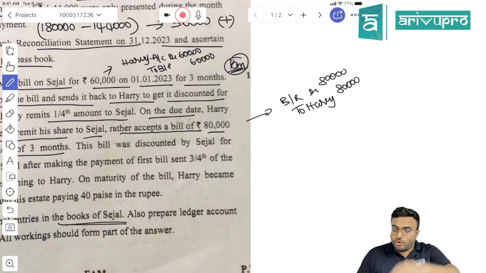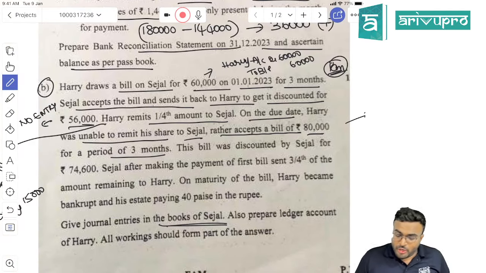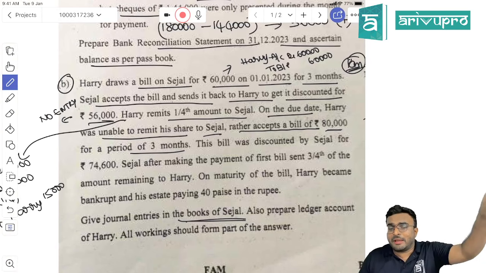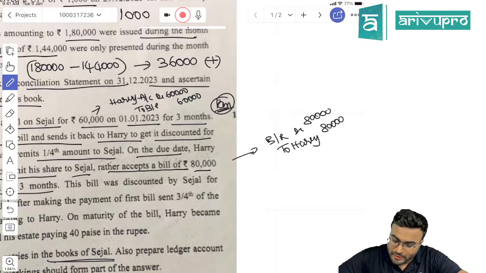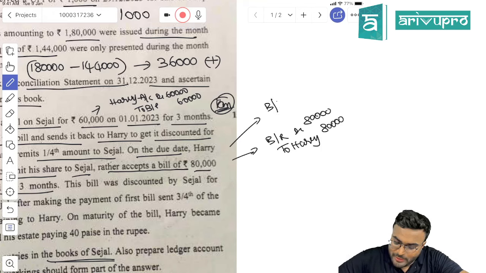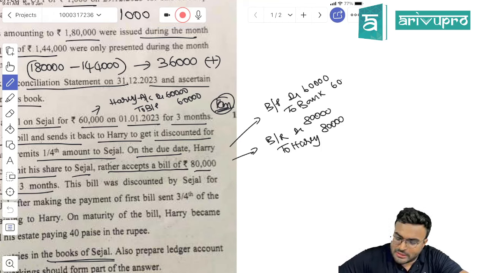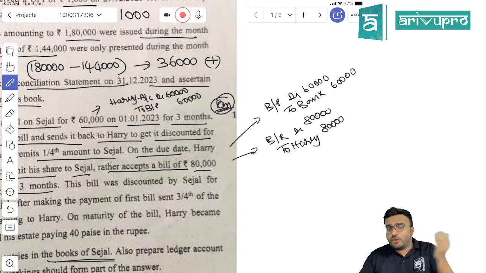But remember, the old bill is there. Do you remember the old bill? What happens to the old bill? It is discounted by Harry and it is with the bank. Bank will ask me for money and I'm going to make the payment. So the entry for the old bill will be bills payable debited 60,000 to bank 60,000. This is the situation for the old bill.